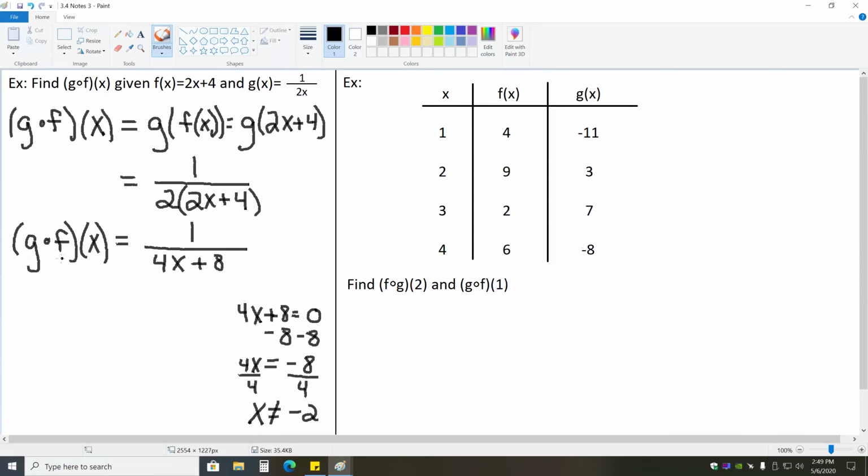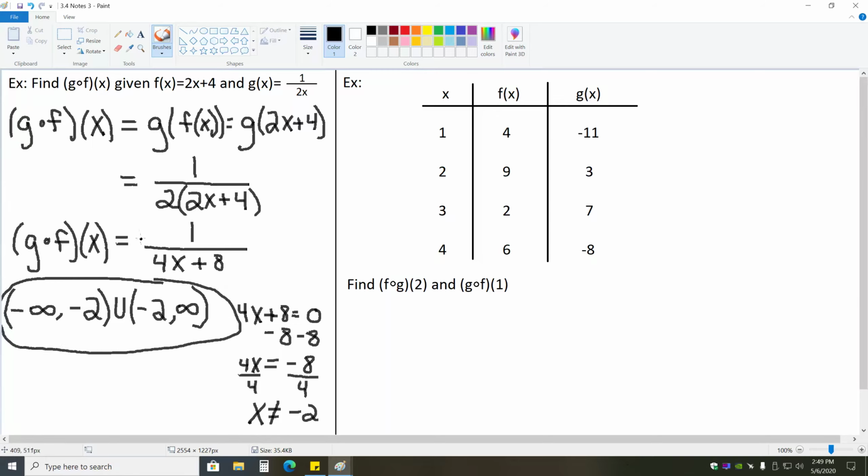So what is our domain for GOF? It's all numbers except -2, which means -infinity to -2, parenthesis, and now we put a union because we need another interval, and we have -2 to positive infinity, parenthesis. And these are the answers to the problem. GOF, or g of f of x, is equal to 1 over 4x plus 8, and the domain is -infinity to -2, union -2 to infinity.